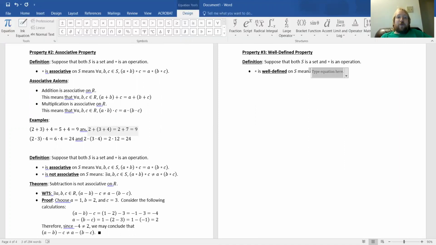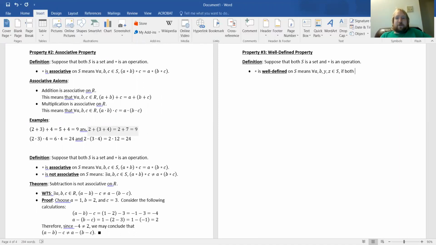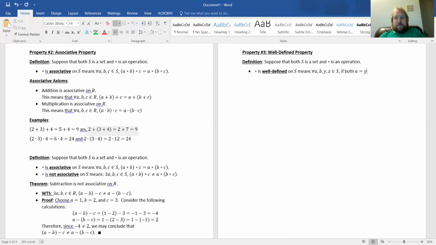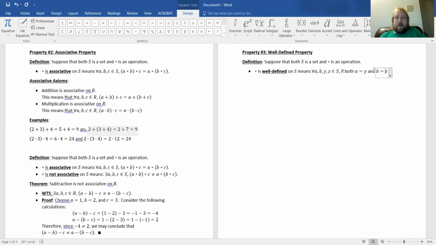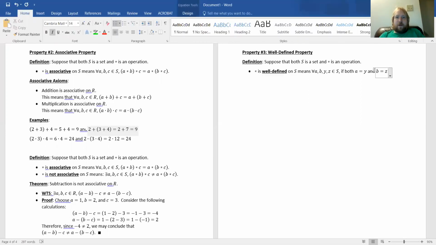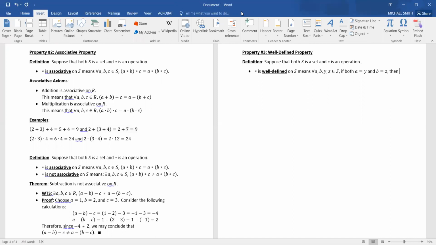for all four elements A, B, Y, Z, if both A equals Y and B equals Z, then A star B equals Y star Z.